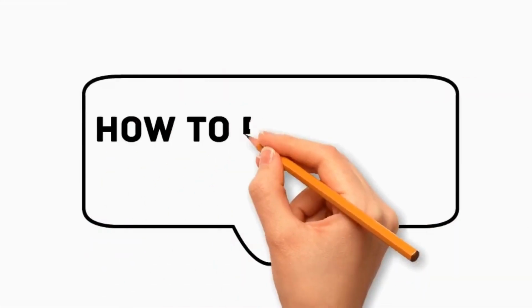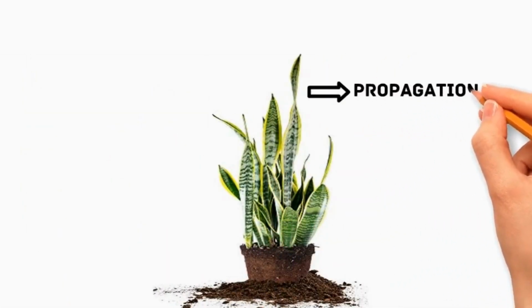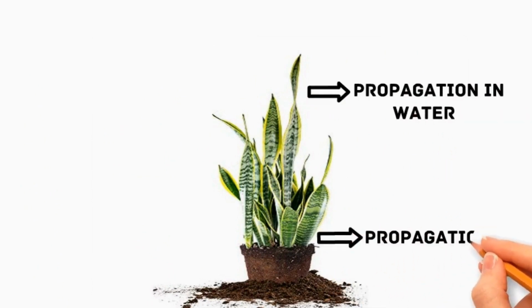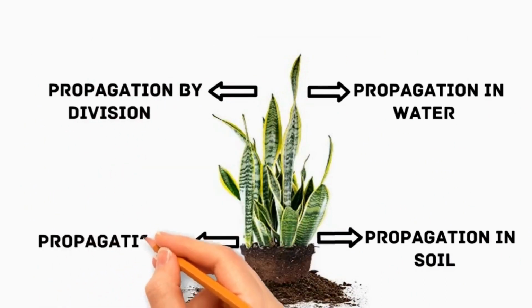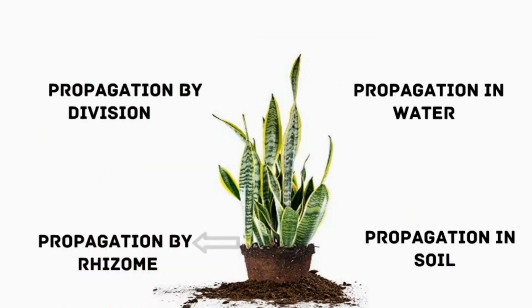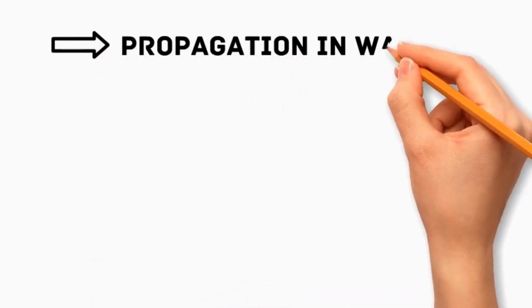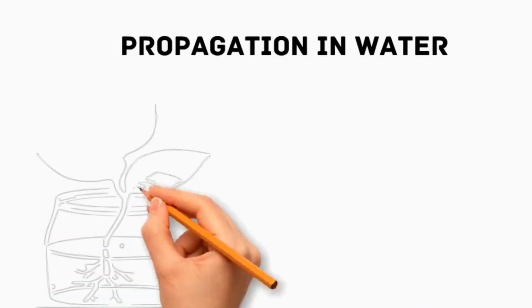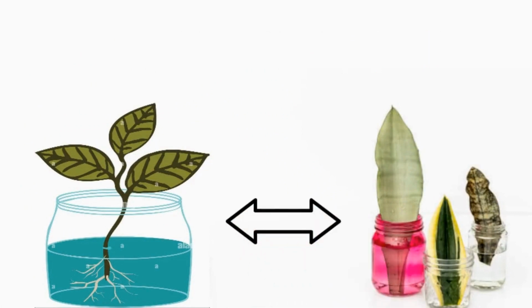Let's see how to propagate a snake plant. The propagation of snake plant is a common practice among plant enthusiasts and gardeners. There are different methods: propagation in water, propagation in soil, propagation by division, propagation from rhizome. Let's discuss all these four methods one by one. Number 1, propagation in water. To propagate a snake plant in water, cut healthy leaf sections, let them dry, place them in a container of room temperature water, wait for root growth, then transplant them into pots with well-draining soil.